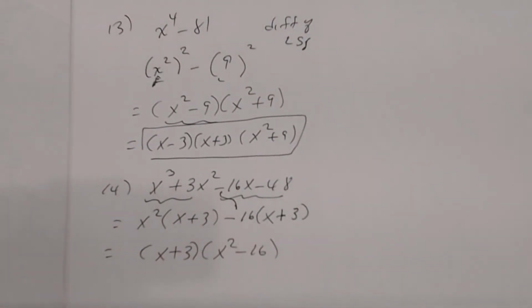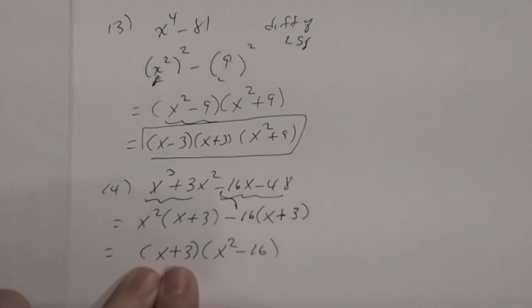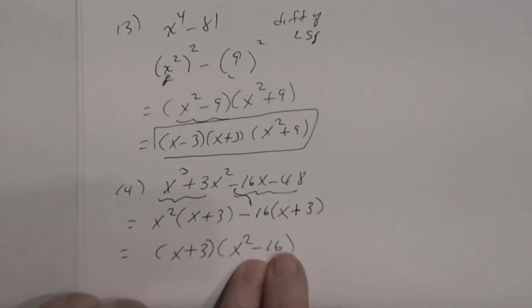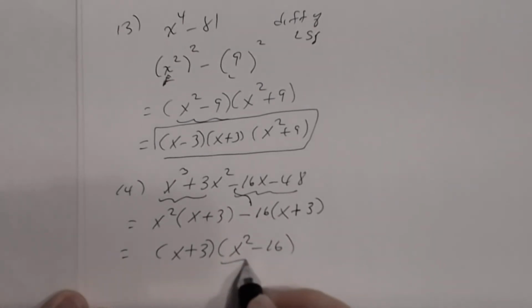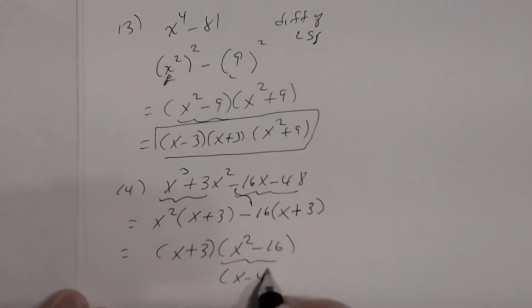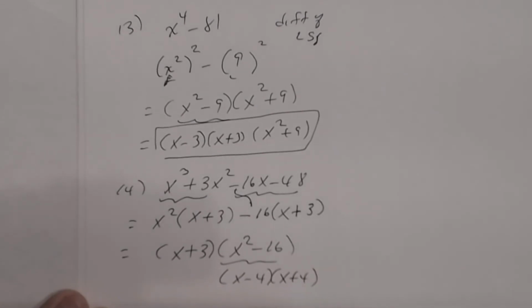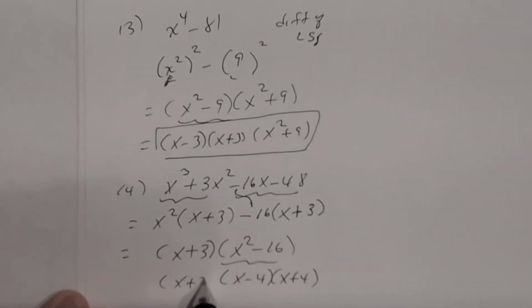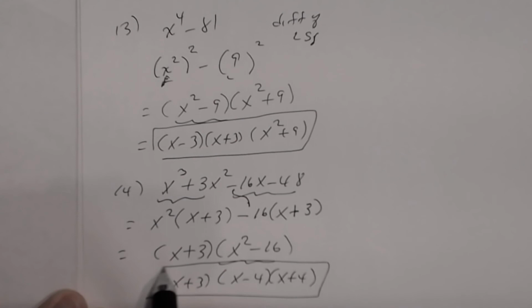Okay, now here's my question to you. Are you done? Is that your answer? No, very good. That's not the answer. So can I factor anything further? Can I factor this further? No, that's a linear factor, and the GCF is 1. But this, that's the difference of two squares. And so therefore, I can factor this right here as x minus 4 times x plus 4. And then don't forget this is x plus 3. And so that is your answer.